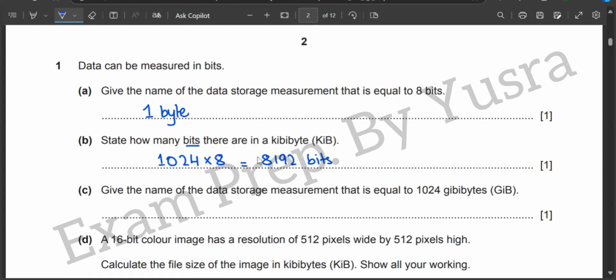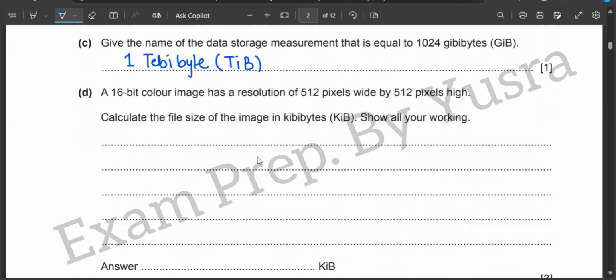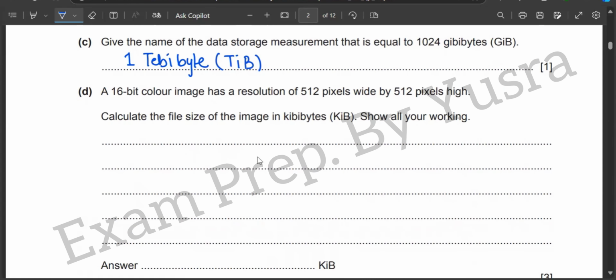Give the name of the data storage measurement that is equal to 1024 gigabytes. It's going to be 1 tebibyte, which is written as TiB. A 16-color image has a resolution of 512 pixels wide by 512 pixels high. Calculate the file size of the image in kilobytes. Show all your working. First, let's calculate what the image size would be.